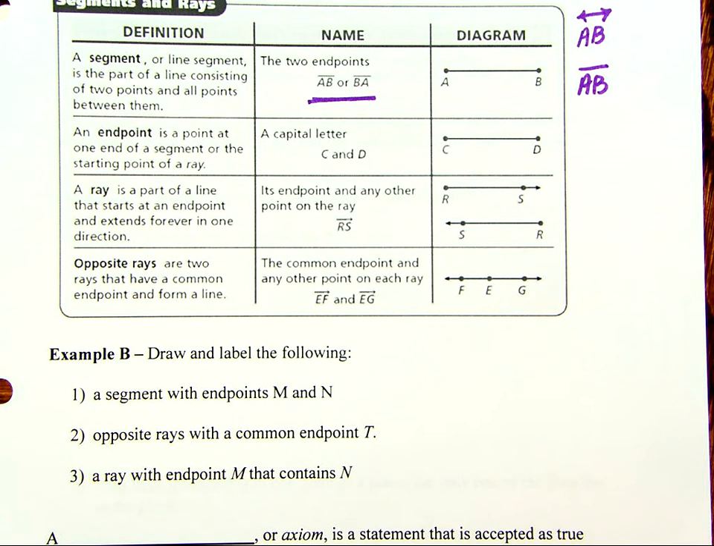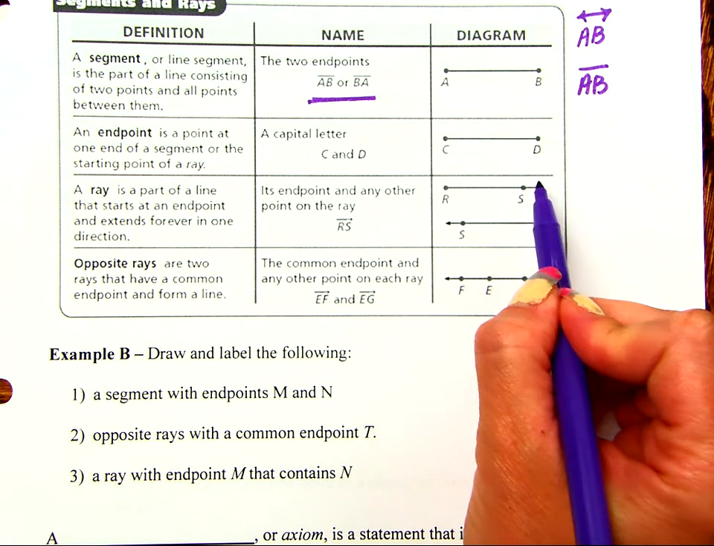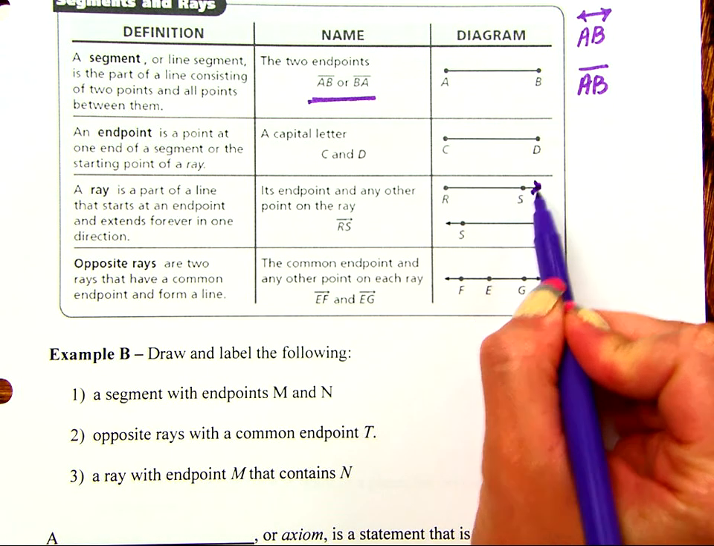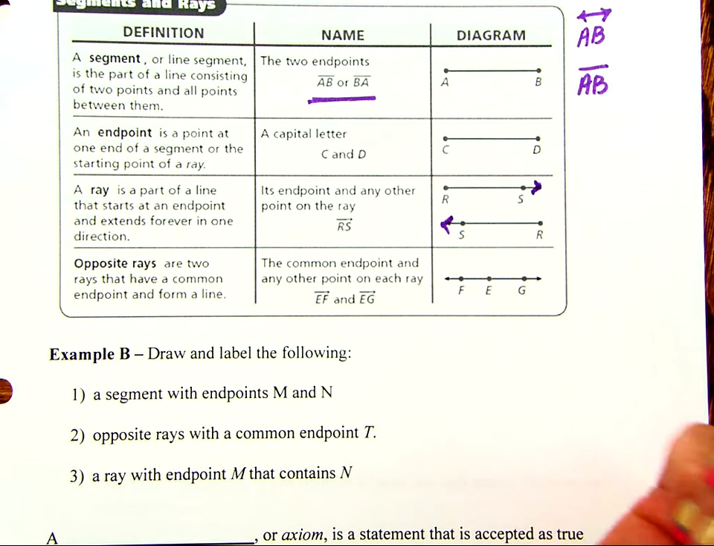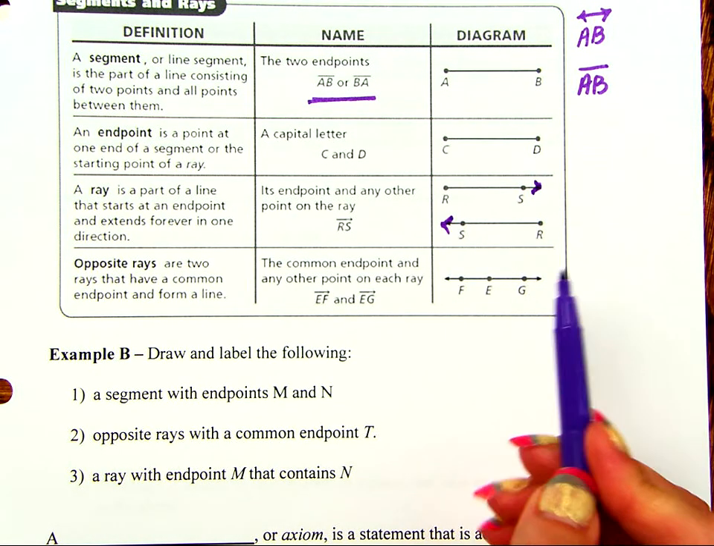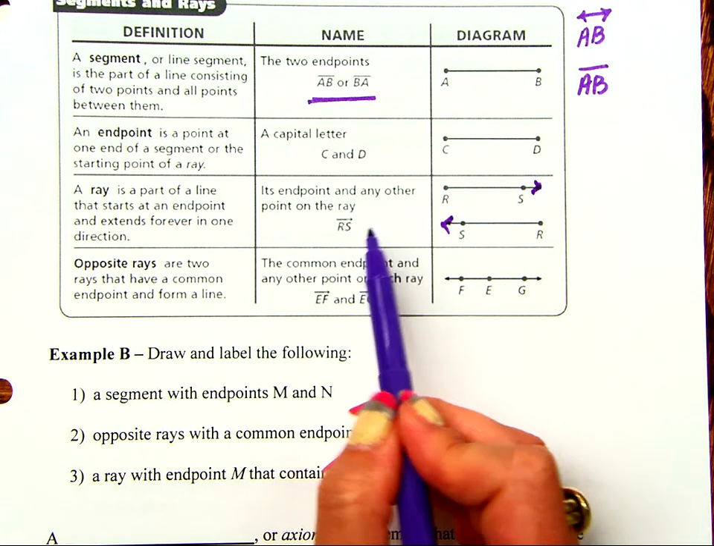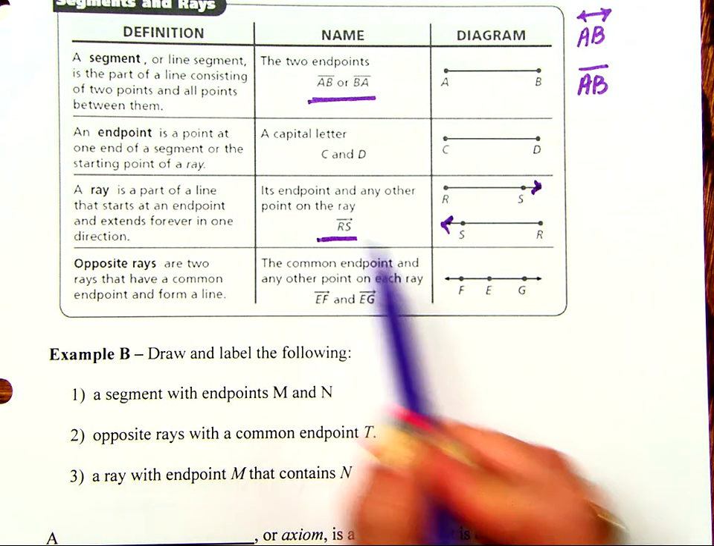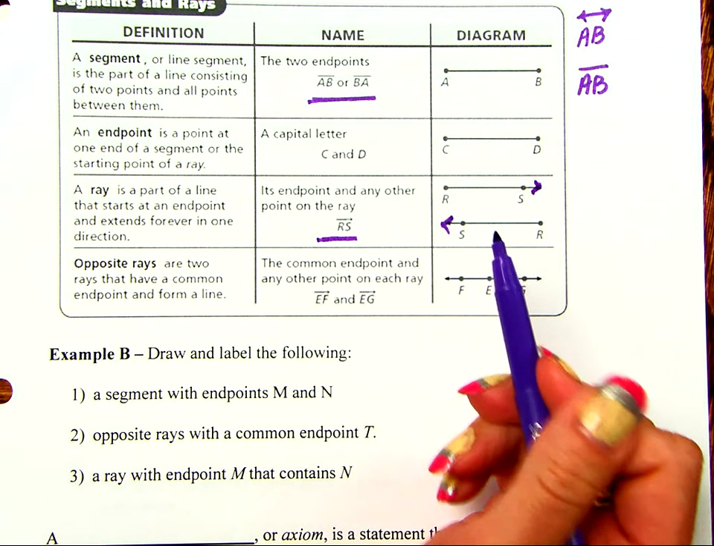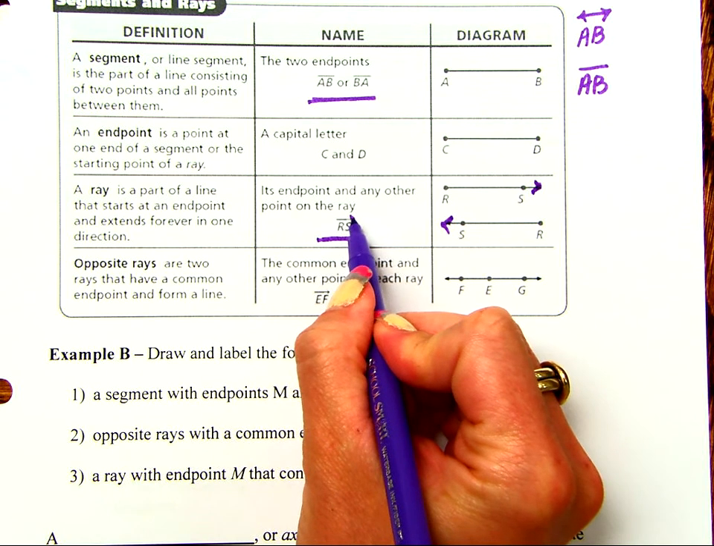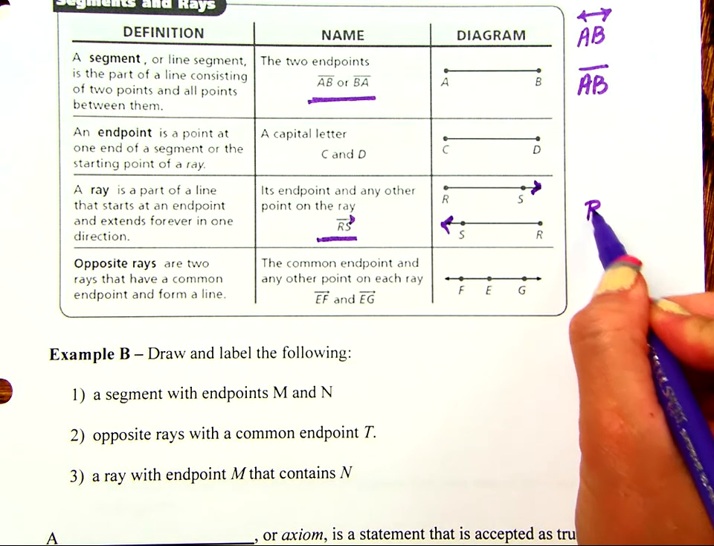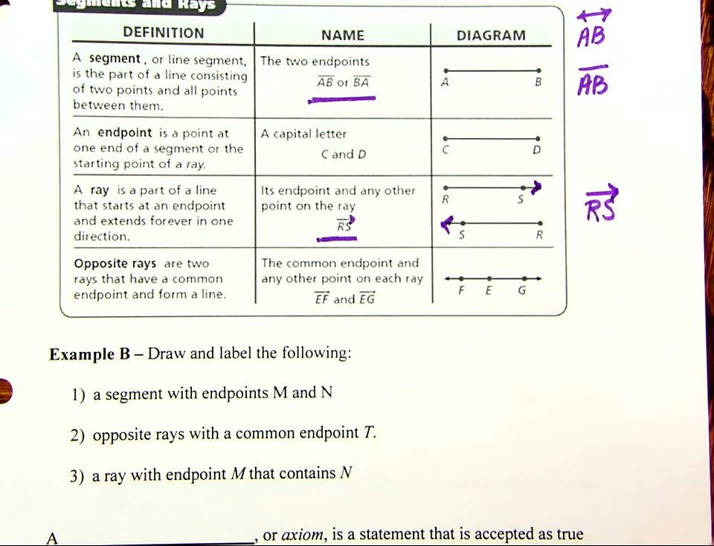A ray is a part of a line that starts at an endpoint but extends forever in one direction. So a ray will have one arrow telling you which way it is extending. Here I can see that my ray, the endpoint is R. That's my starting point. So if I were to name it, it would be the ray RS. It's a little hard to see, but there is an arrow at the end. This would be the ray RS, and that is how we would name it.